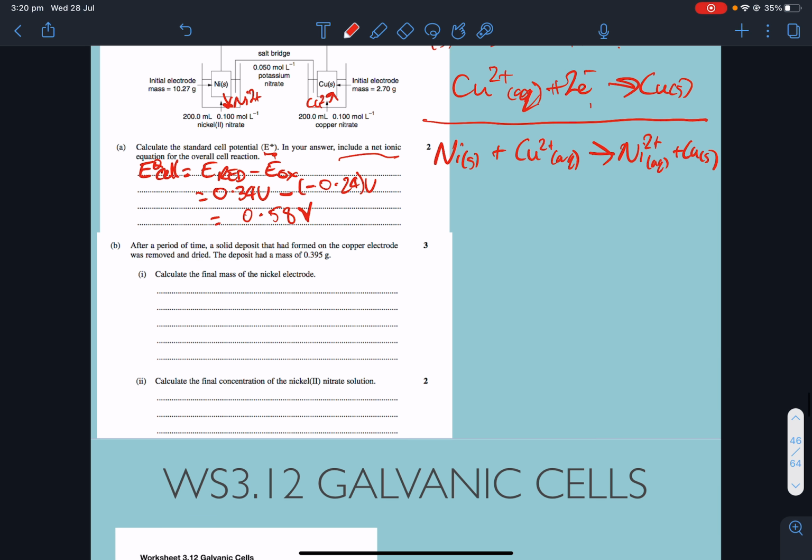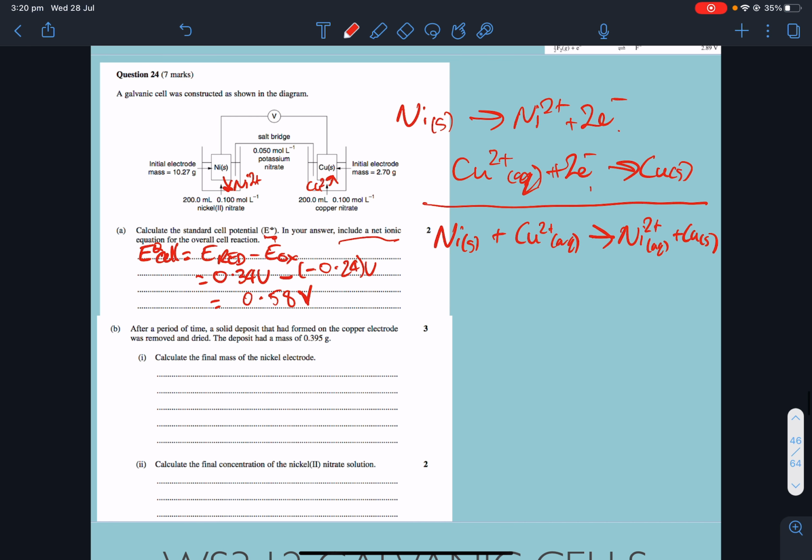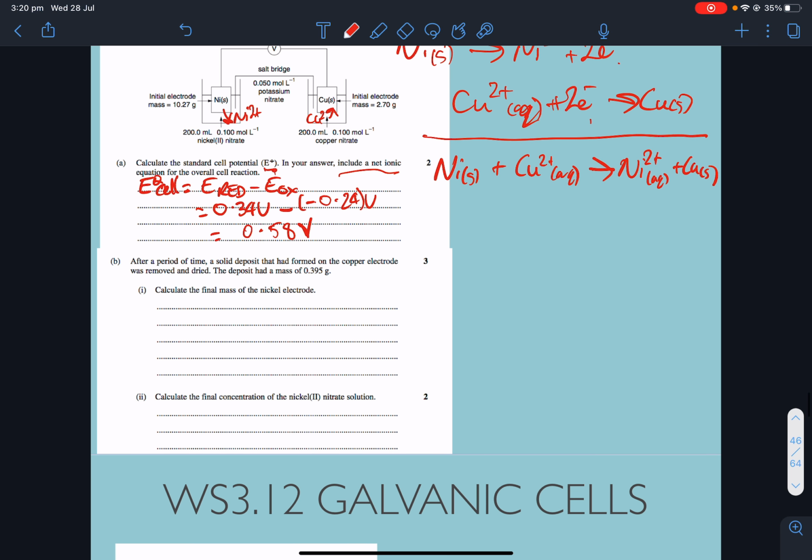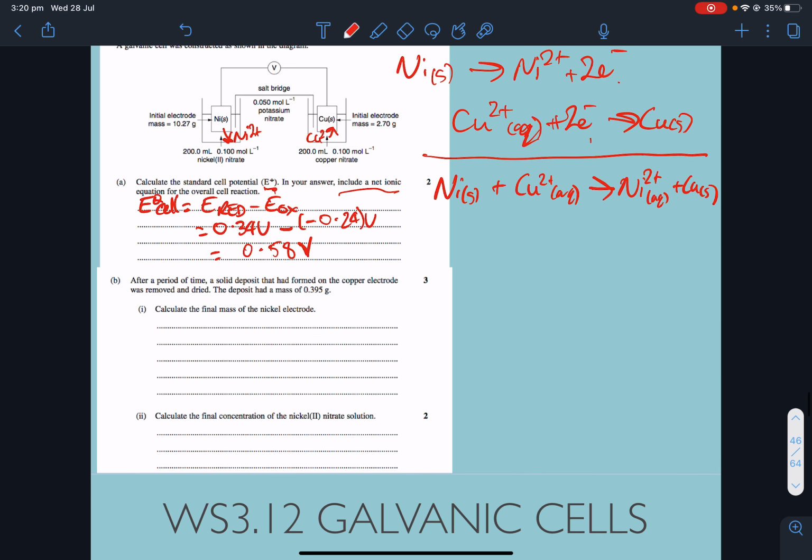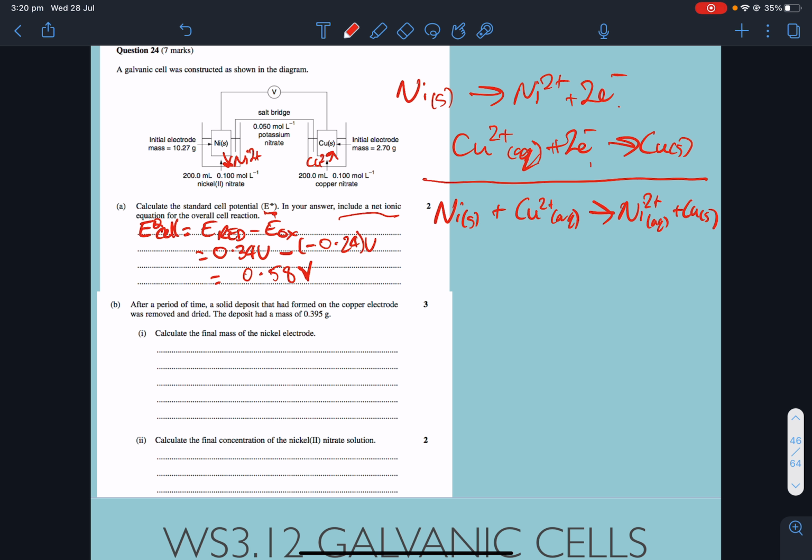Good. After a period of time, a solid deposit is formed on the copper electrode. Well, that's good. Copper will form on the copper electrode, we decided. And it was dried and removed and had a mass of 0.395. Did we do this problem somewhere else? Calculate the final mass of the nickel electrode. Oh, that's a good one. So we gained 0.395 grams of copper solid.